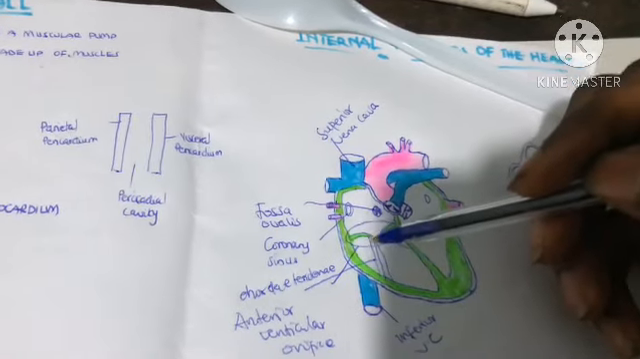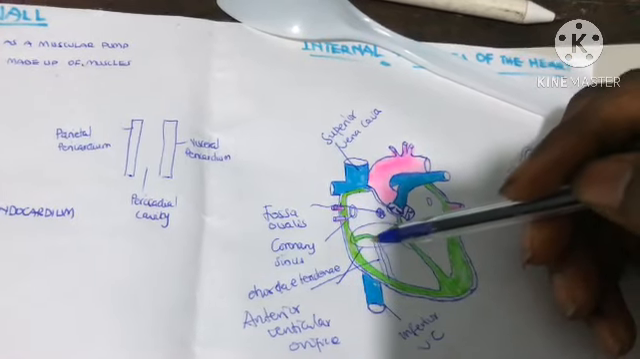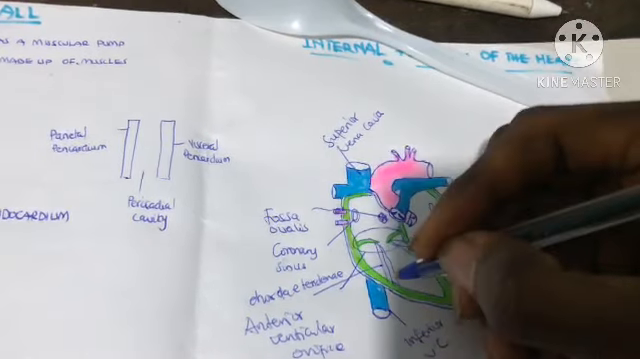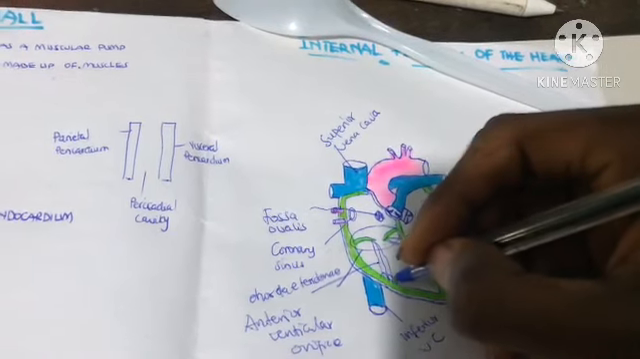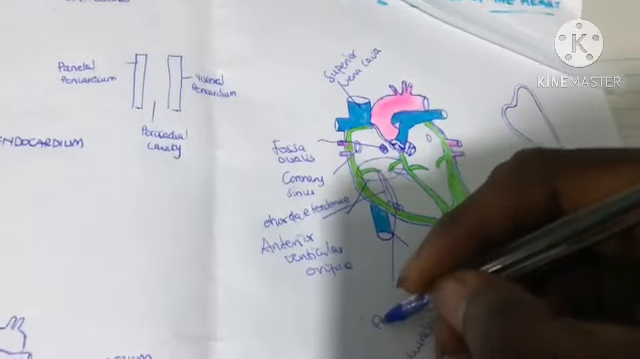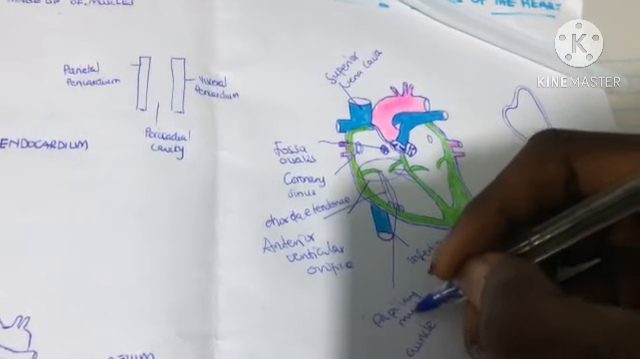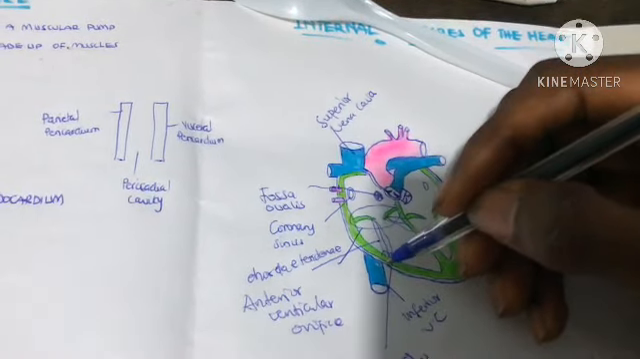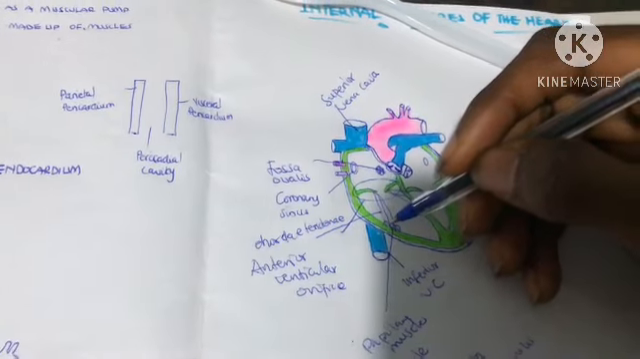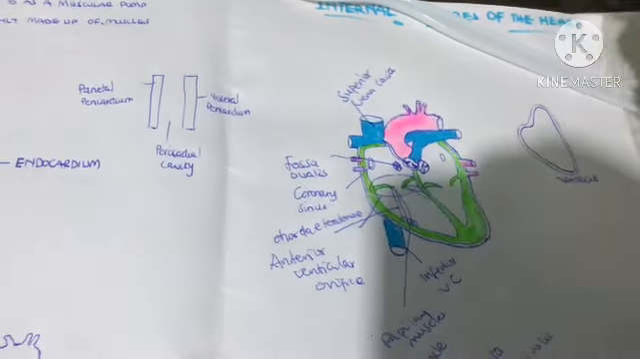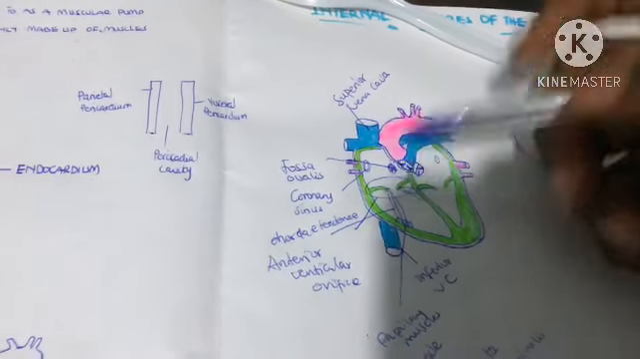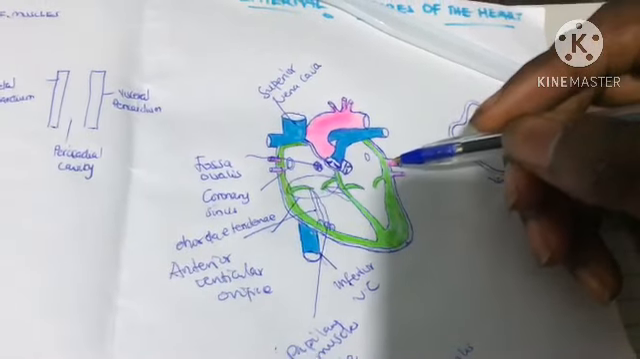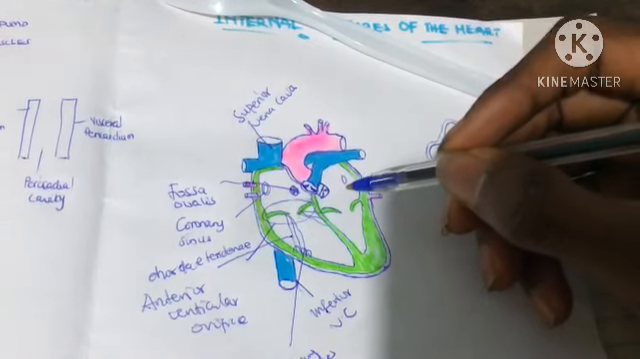The chordae tendineae hold the valves firmly, and they attach to certain muscles on the walls of the ventricles. These muscles are called the papillary muscles. The chordae tendineae attach to these papillary muscles, so the papillary muscles hold the chordae tendineae tightly, so that they can hold the valves firmly. Hope you understand.